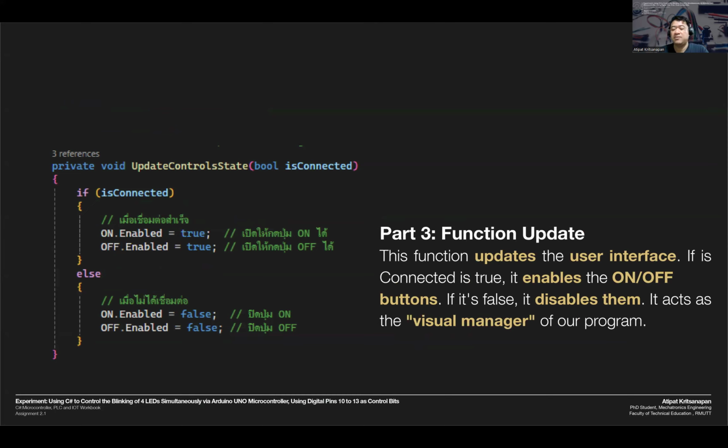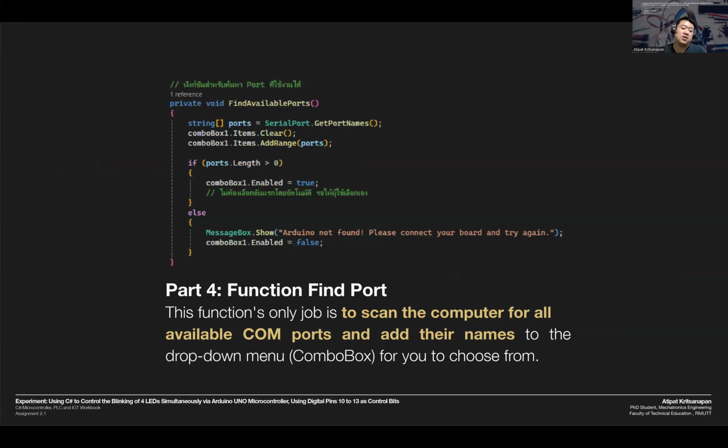Function update. This function updates the user interface. If connected is true, it enables the on and off buttons. If it's false, it disables them. It acts as the visual manager of our program. Function fill port. This function's only job is to scan the computer for available components and add their names to the drop-down menu, the combo box, for you to choose from.